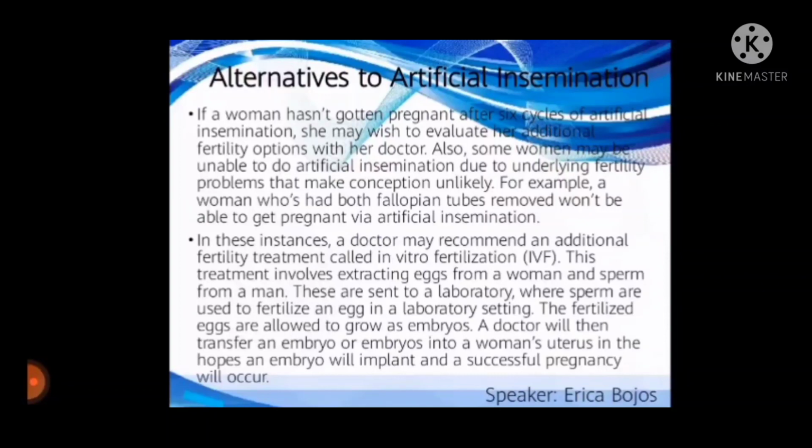This treatment involves extracting eggs from a woman and sperm from a man. So these are sent to a laboratory where sperms are used to fertilize an egg in a laboratory setting. So the fertilized eggs are allowed to grow as embryos. A doctor will then transfer an embryo or embryos into a woman's uterus in the hopes an embryo will implant and a successful pregnancy will occur. So, guys, if you have a lot of money, diba, why not try it?